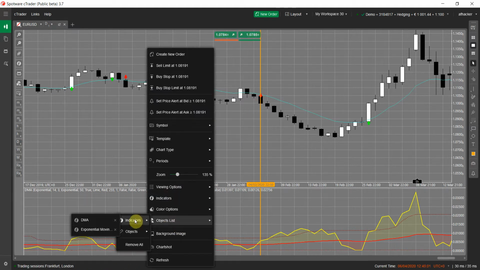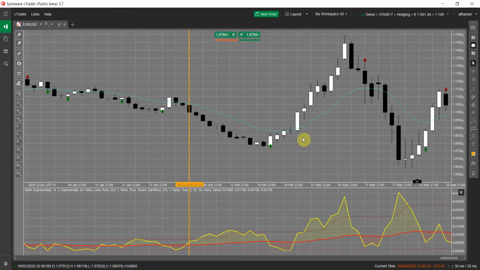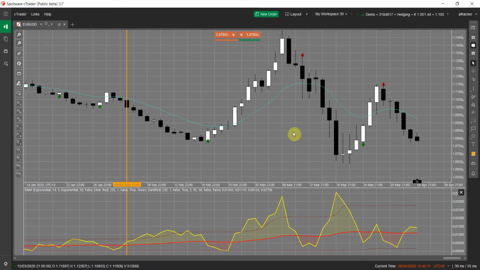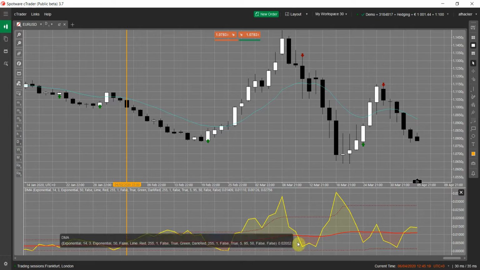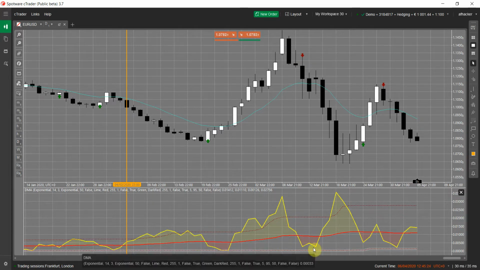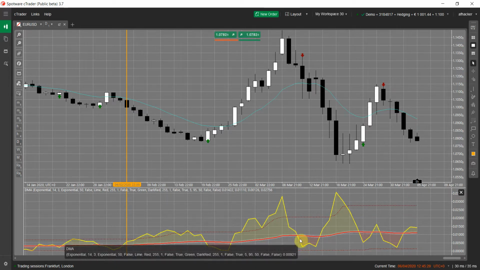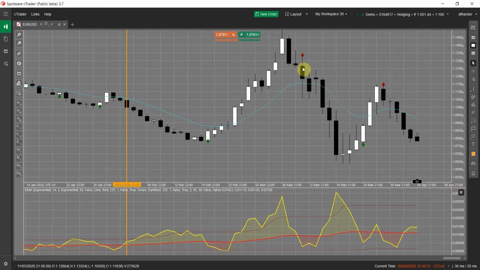The other type of signals that this indicator provides is reversal signals. It's the opposite of trend signals. Let me show you. Okay, these are the reversal signals. These signals happen when the distance is going below the average distance value, or the yellow line crosses downward. The yellow line goes below the red line. As you can see here, we have a bearish reversal signal.